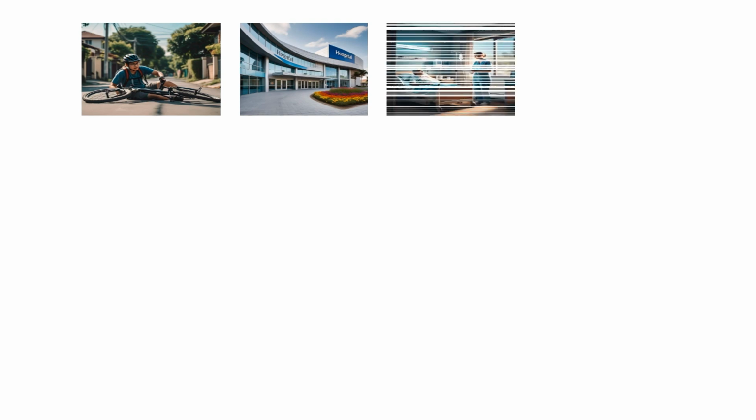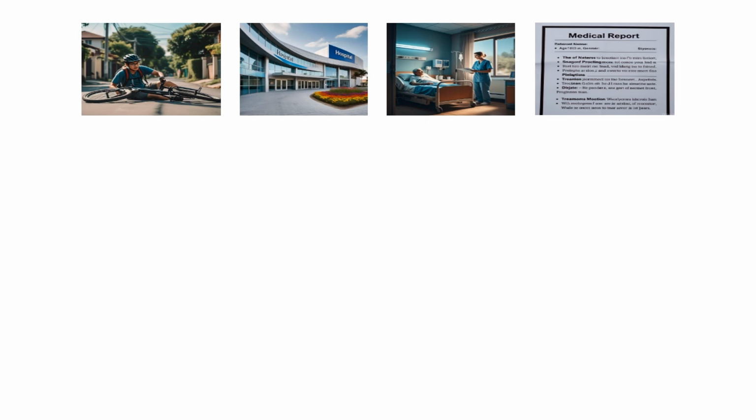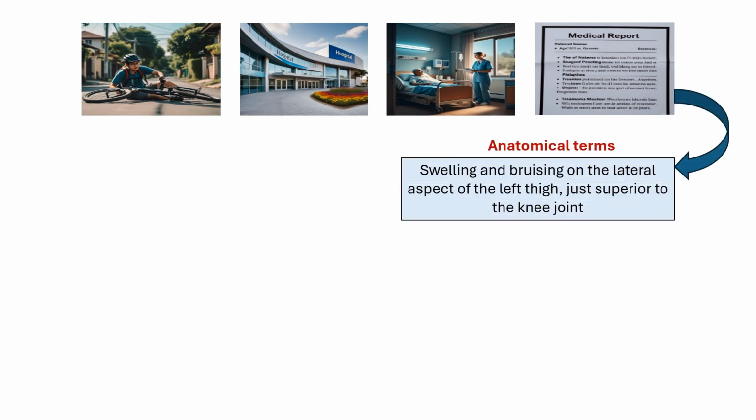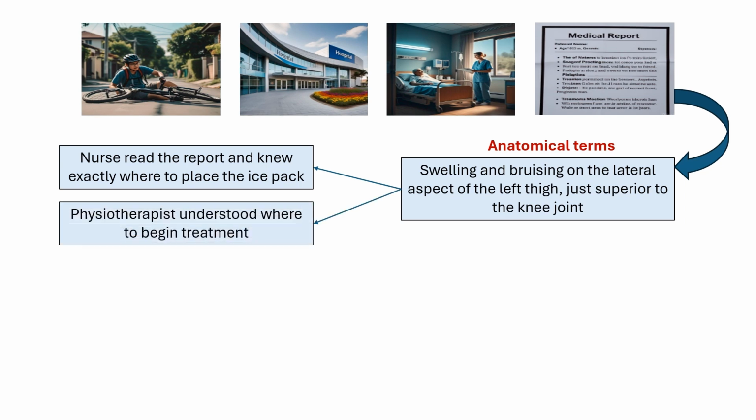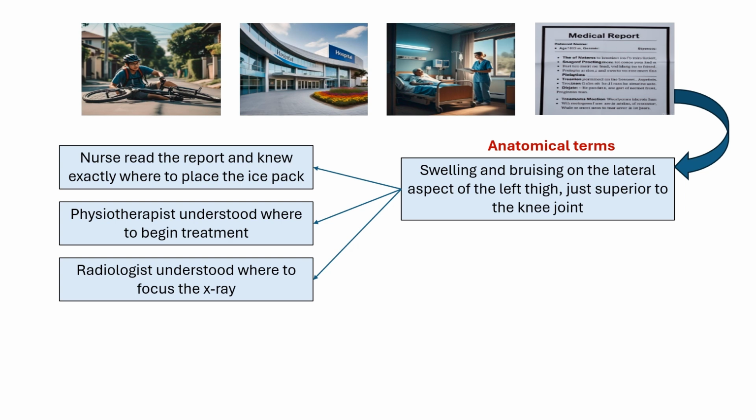Assume a boy met with an accident while riding a bicycle. Immediately, the boy was taken to the hospital. The doctor examined him and wrote a medical report in anatomical terms like swelling and bruising on the lateral aspect of left thigh just superior to the knee joint. Later, a nurse read this report and knew exactly where to place the ice pack. Later, the physiotherapist understood where to begin treatment, and even the radiologist used the report to focus the X-ray on the correct part of the leg.